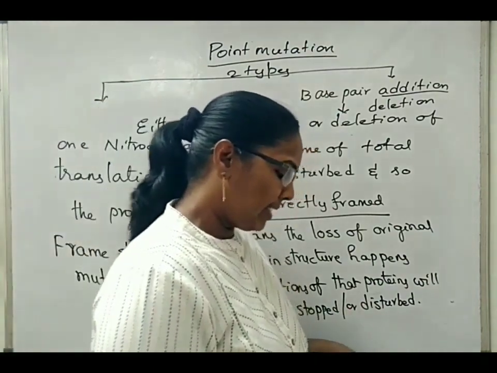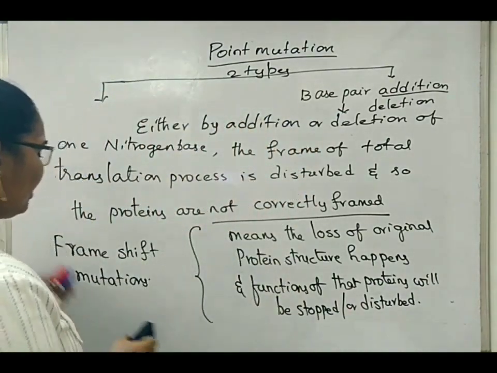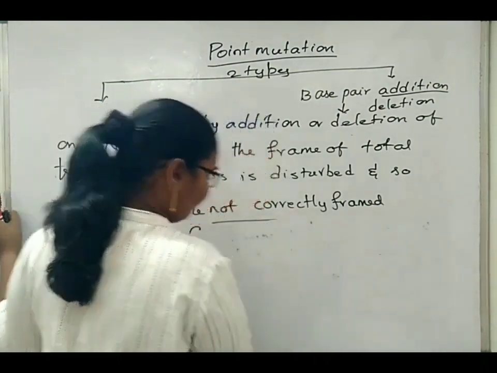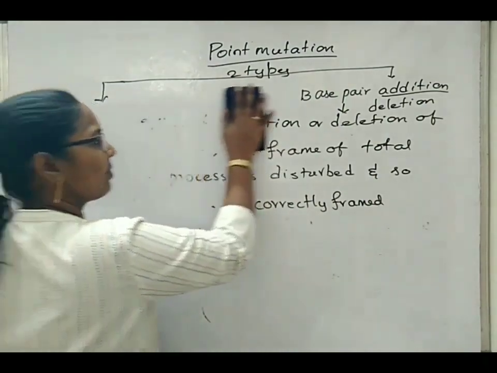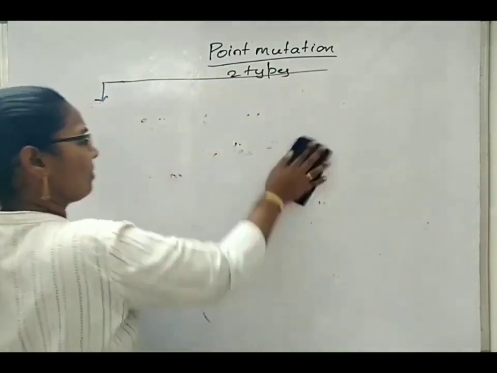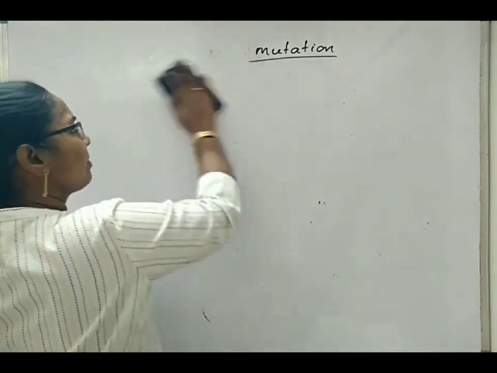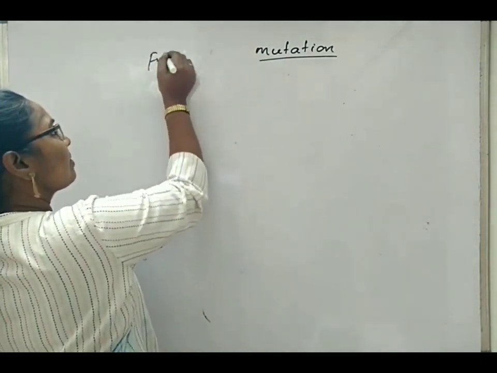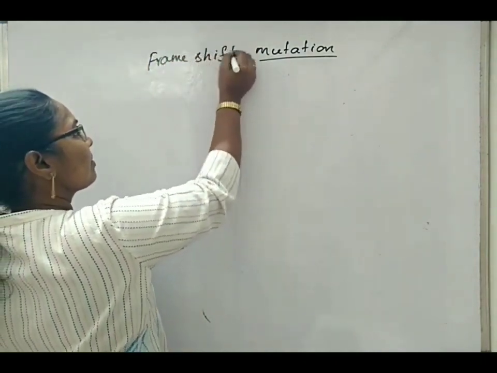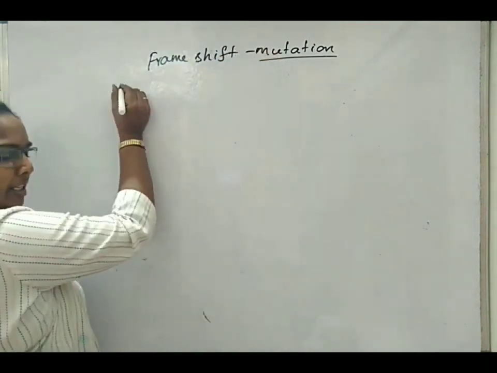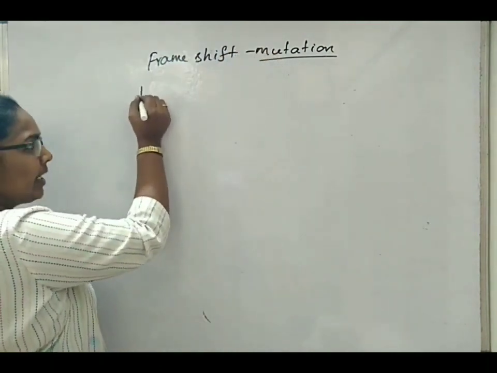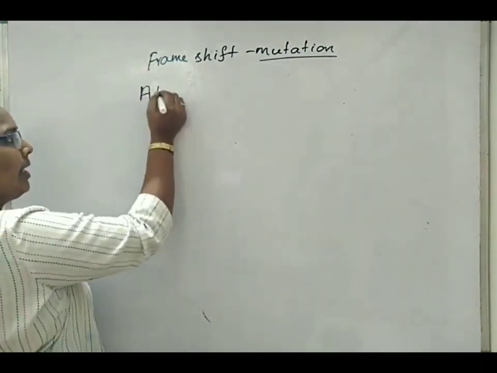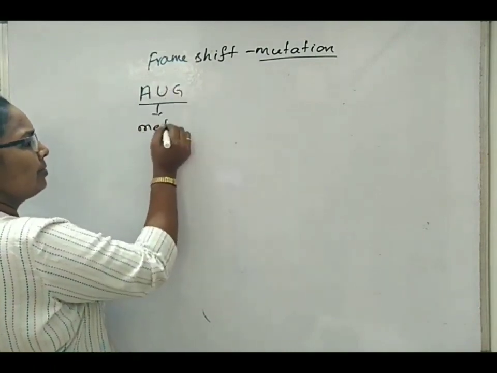We can also give one more example by addition or deletion, which is given in your NCERT textbook, is also one of the best examples. But here I will write one more example. Let's take the first codon. It will be AUG, which codes for methionine.